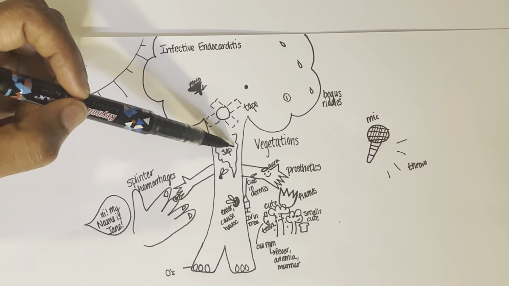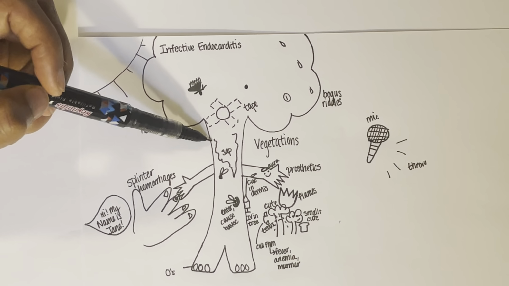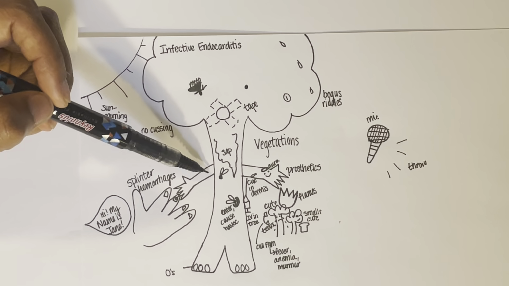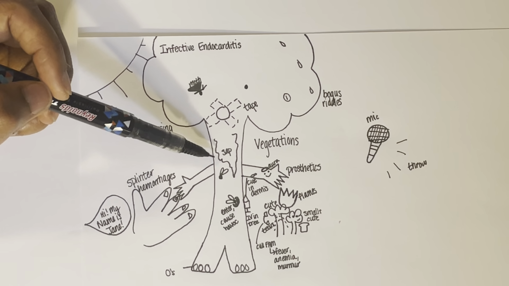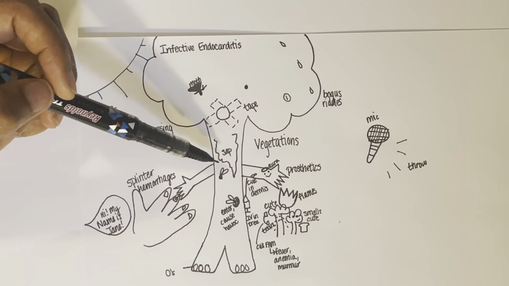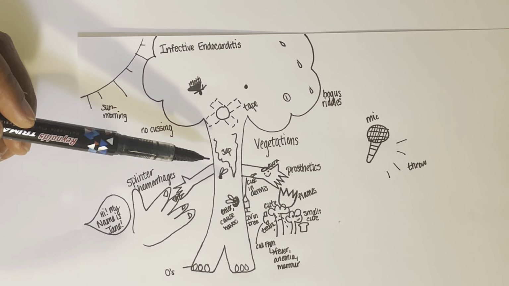And then here there is some sap flowing down through the middle of the tree. The sap symbolizes septic embolus. So that is that part.